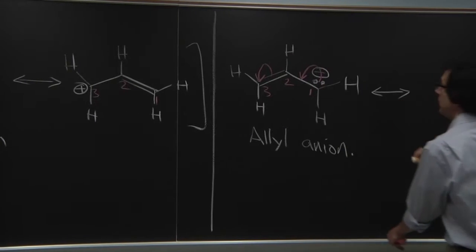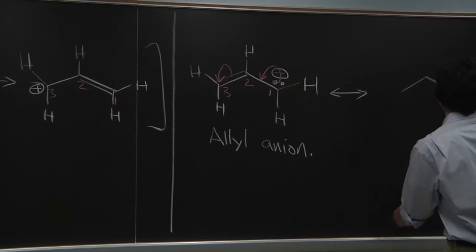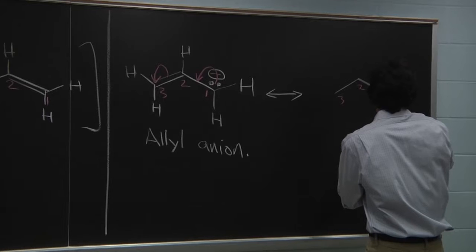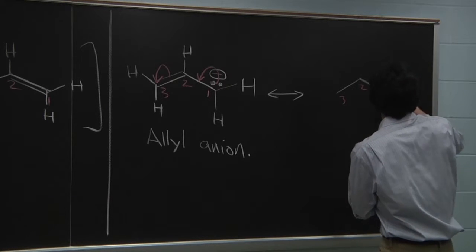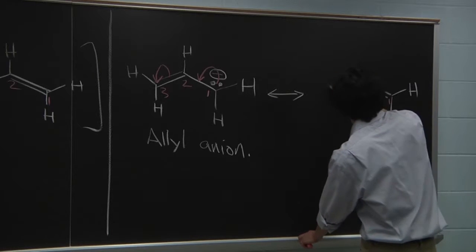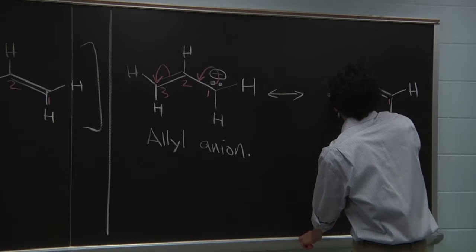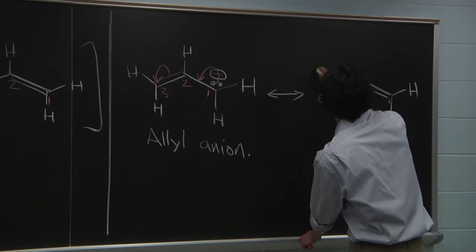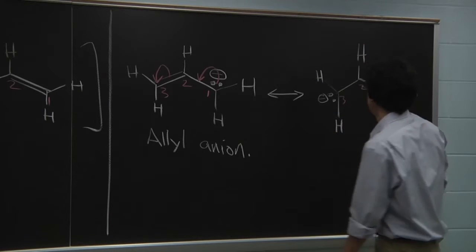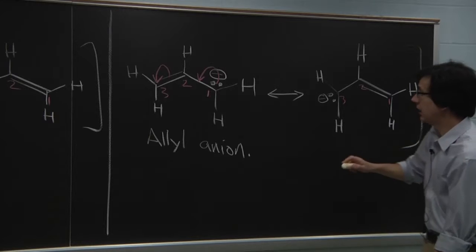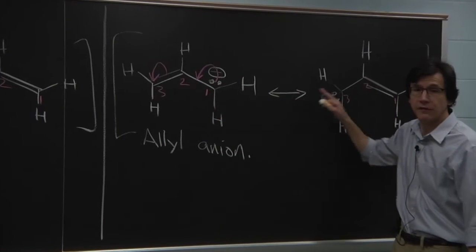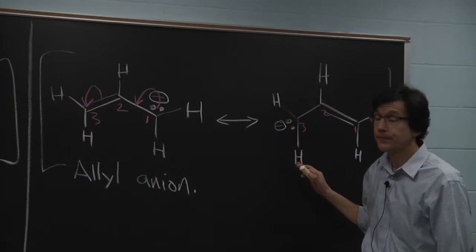You're going to have a second resonance structure. Again, carbons 1, 2, and 3. This second resonance structure shows a double bond between carbon 1 and carbon 2. The lone pair is now on carbon 3, giving it a negative charge. And the positions of the hydrogens are exactly the same. Of course, when you write resonance structures, recall none of the nuclei can move.